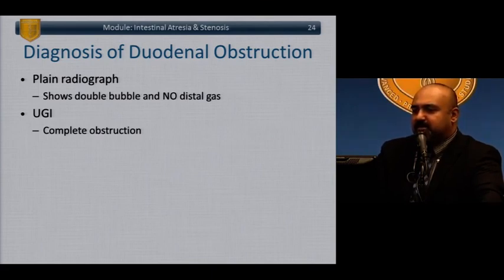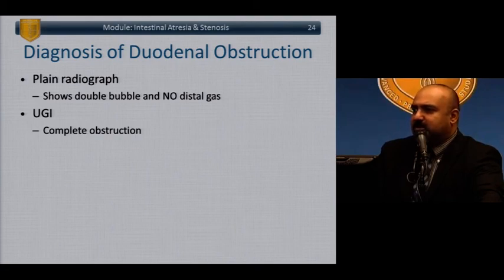Plain radiographs on duodenal atresia show the double bubble sign. This is the most common and the easiest way of diagnosing this. You don't see any distal gas. If you're seeing distal gas and not just two bubbles, you're a little bit more concerned that this may not be a duodenal atresia, it may be a malrotation. It's hard to tell that just from your studies unless you truly only see two large gas pockets.